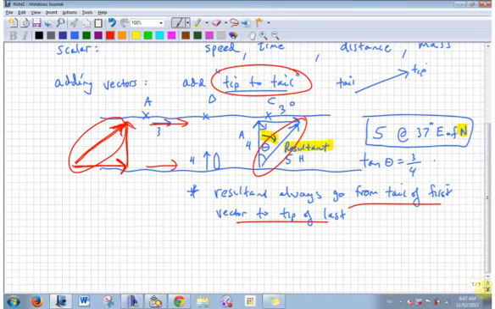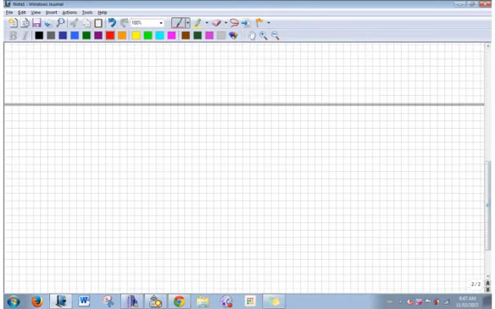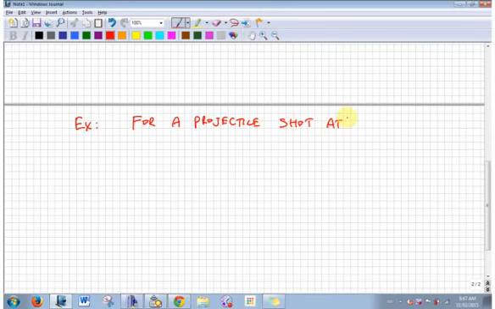Okay, example. Let's do a second page. A couple of examples. For a projectile, and that's a word for lots of stuff: a rocket, a baseball, a football, my eraser. A bad kid who I threw out of my classroom. Any projectile shot at, and we usually assume gravity acts on it.